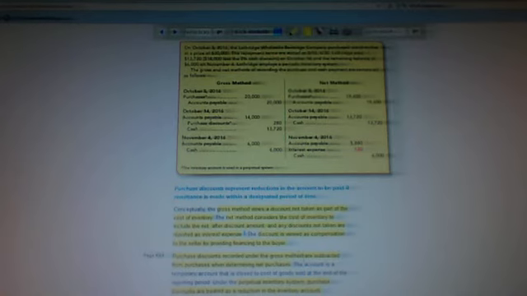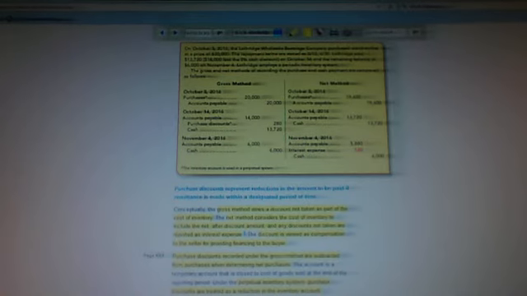So the gross method views the discount not taken as a cost of inventory. The net method represents this amount, the discount not taken, as interest expense. And that discount is viewed as compensation to the seller for providing financing to the buyer.